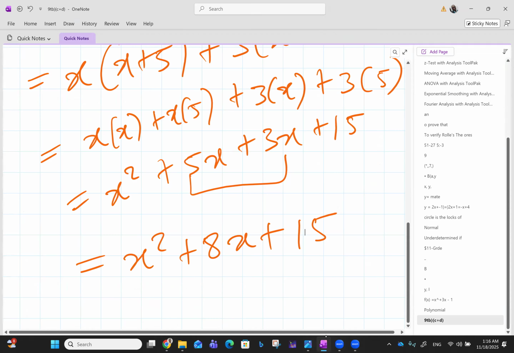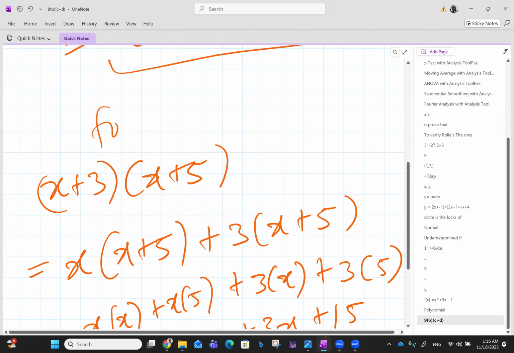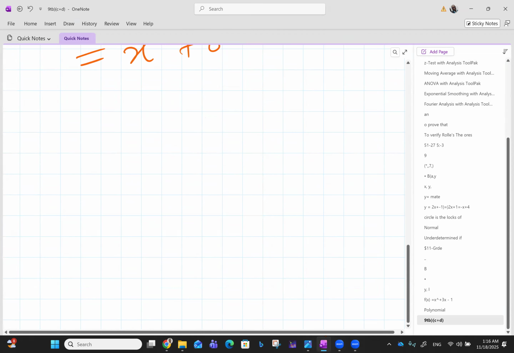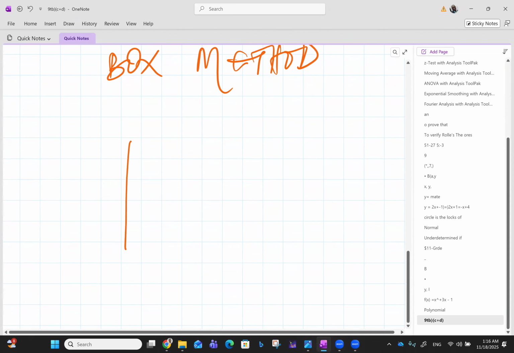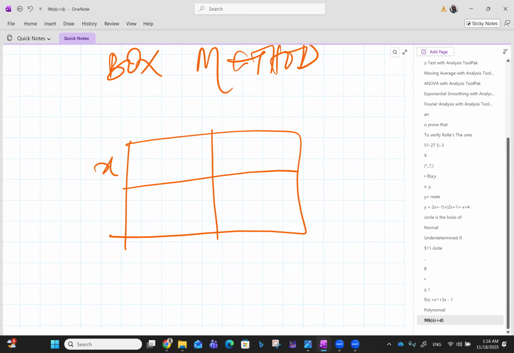So what we have done here is the FOIL method. Okay, so let's go for the box method now. x plus 3, x plus 5, box method. Because each one has two terms, we can have x plus 3, then x plus 5. That's what the box method is.